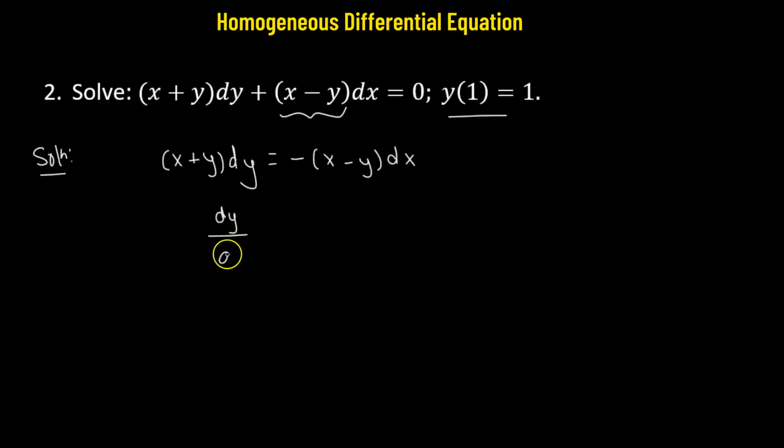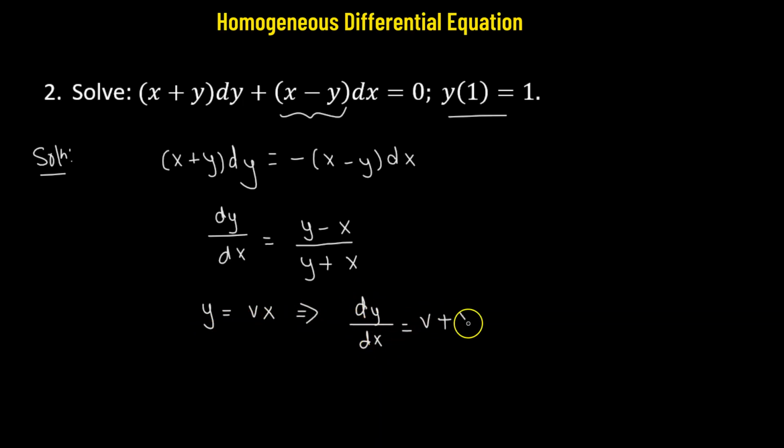Or we have dy over dx equals, so let's multiply negative with x minus y, so that will become y minus x divided by x plus y, which can also be written as y plus x. Now this is a homogeneous differential equation because both the numerator and the denominator on the right hand side are homogeneous functions. So we are going to make the substitution y equals v of x and differentiate both sides to get dy over dx.